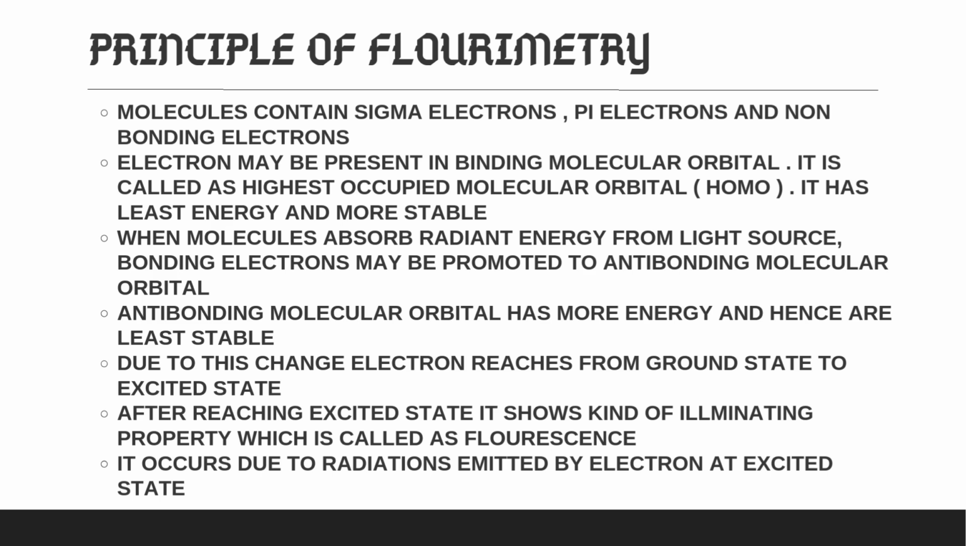Due to this change, the electron reaches from ground state to excited state. After reaching excited state, it shows a kind of illuminating property which is called fluorescence. It occurs due to radiations emitted by the electron at the excited state.